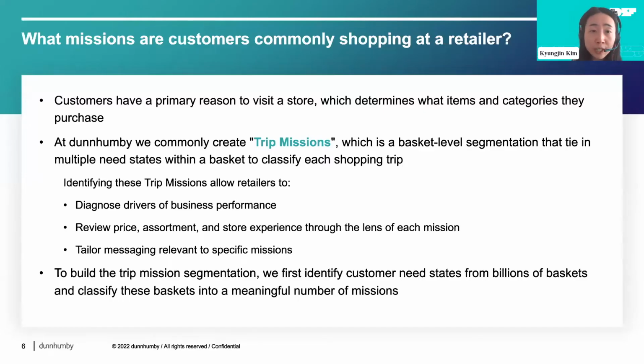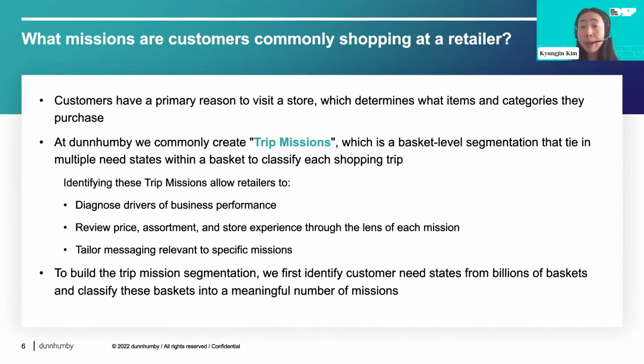One way of understanding customers' shopping basket is to classify basket into a number of missions by identifying customers' reasons to visit a store and shop. Customers usually have a primary reason to visit a store, and this determines what categories and items they purchase. We call this reason shopping mission or trip mission. To understand missions at dunnhumby, we commonly create trip mission segmentation to identify common missions across basket and classify each shopping basket into one of the missions.